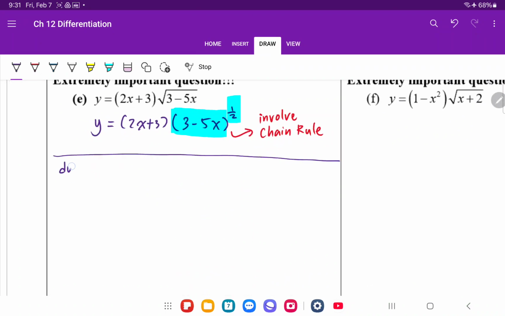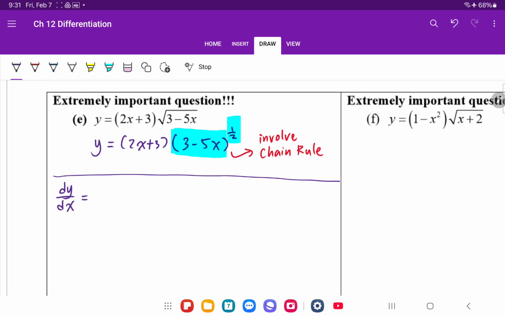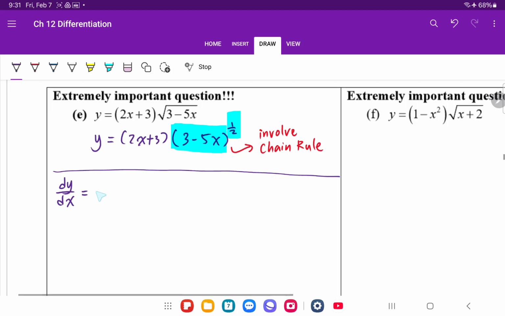dy dx. Now, I noticed that there's a product. There's a bracket times another bracket. This is again product rule. So, keep the first factor untouched. Differentiate the second one using chain rule.